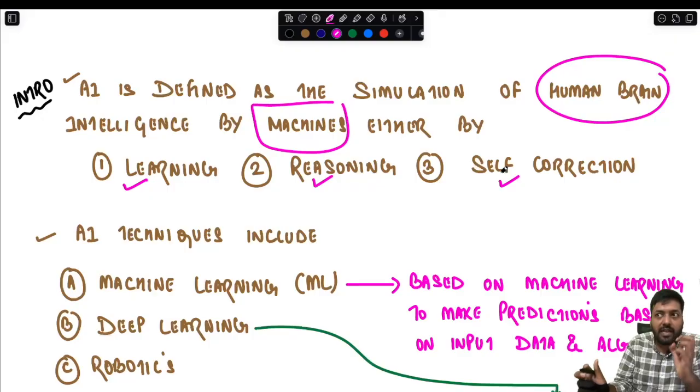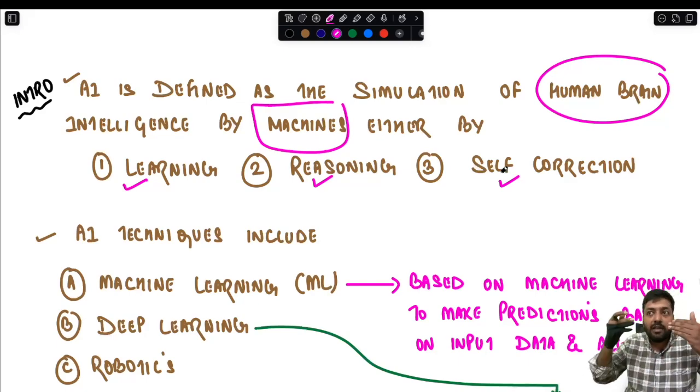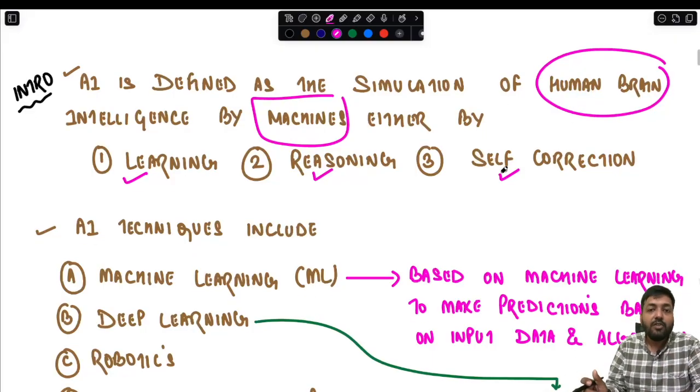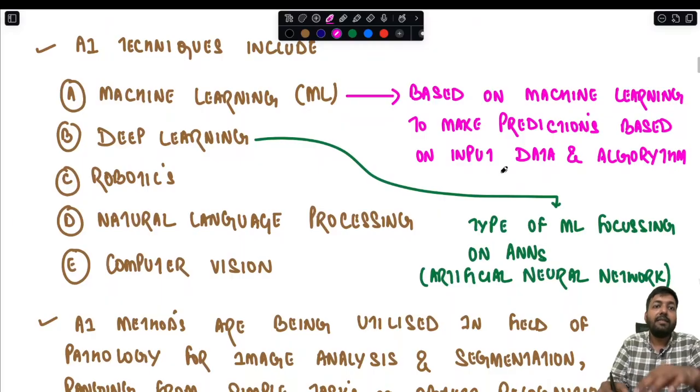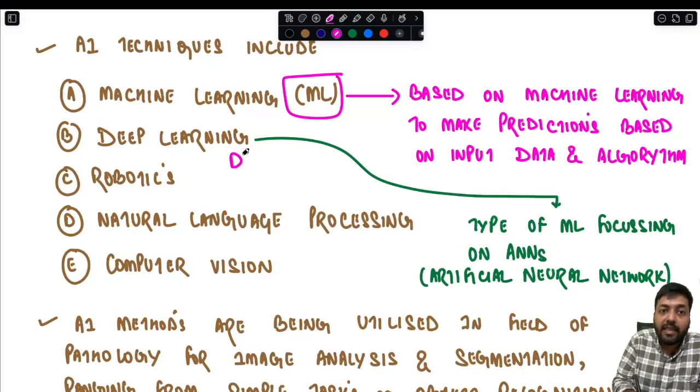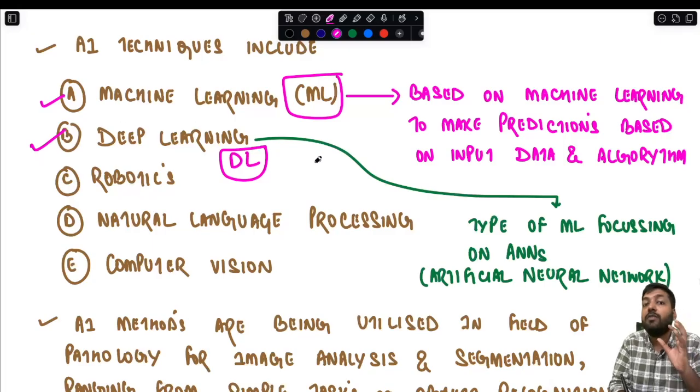So artificial intelligence is basically a software which is going to train a particular machine to act and behave as a human without the need of any human being. So that is what artificial intelligence is in short. Artificial intelligence includes a lot of different techniques. The most important techniques include machine learning and DL, that is deep learning. These two are the most important techniques of artificial intelligence.